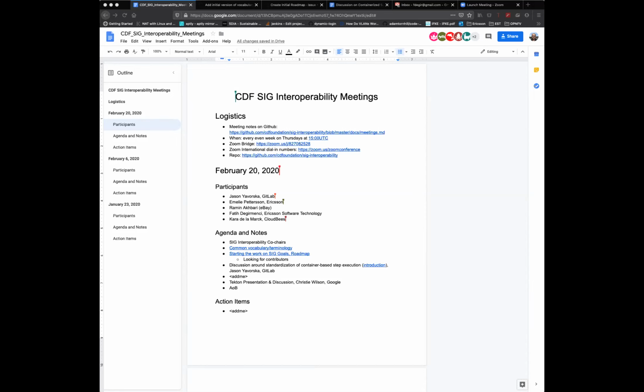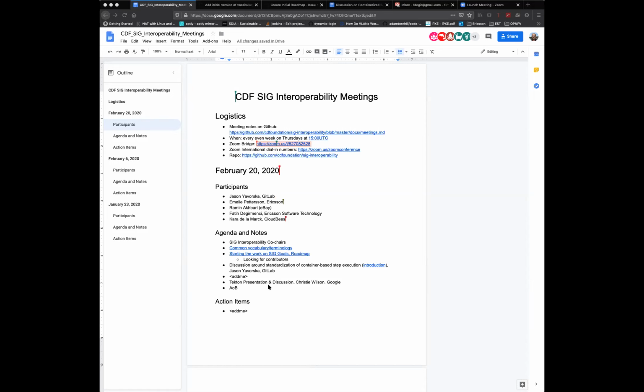So let's start. The agenda is available on the Google Doc, as you know. The first topic is the co-chairs for the SIG, followed by common vocabulary terminology, which we started working on a few weeks ago, and then a new topic we discussed during the previous meeting, to start the work on SIG goals and roadmap. The next topic is the discussion around standardization of container-based step execution. Jason is with us and will introduce the topic. We will have the Tekton presentation followed by discussion from Christy. If you have any topics you would like to have discussed, please add them to the admin part so we touch those topics before we move to the presentation. Then we use the rest of the meeting for the Tech Talk presentation and discussion.